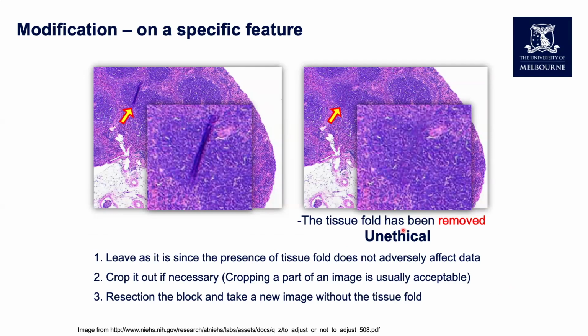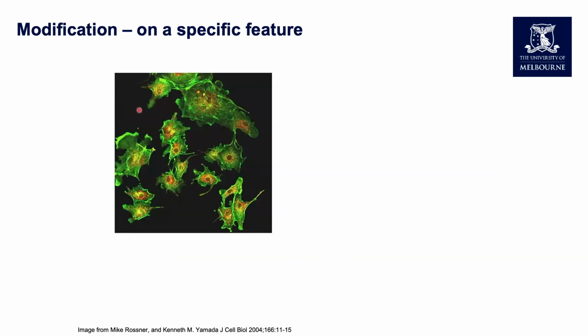There's a few things you could have done here. We could leave it, especially if the fold isn't causing a change in the interpretation of the data. If it's not causing a change in the interpretation of the data, you could actually crop the fold out if the information you're interested in sits in this region. Or ideally, what you'd do is go back, resection the block, and take a new image that doesn't have a fold within it.